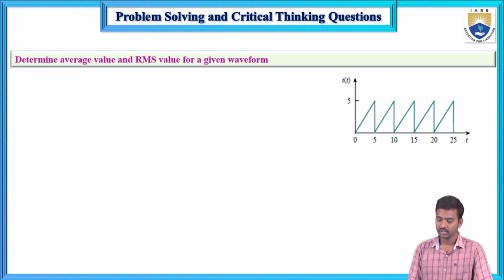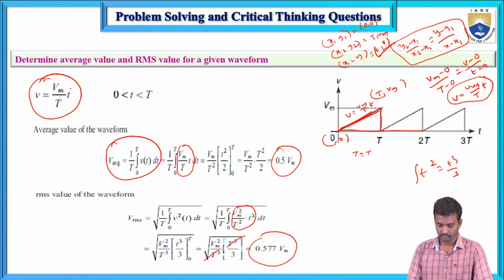Same thing here: Vm equals 5 and T equals 5. If you substitute in the previous problem, Vm, the average value, equals 0.5 into 5, where the maximum value is 5, and here 0.577.